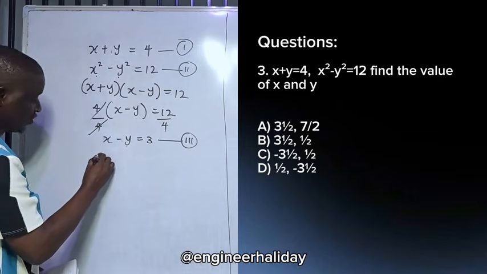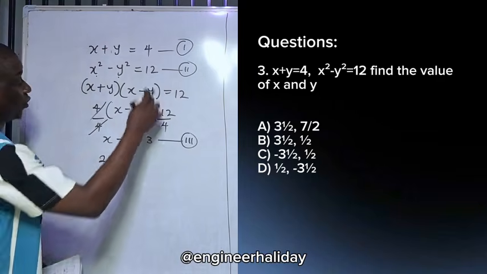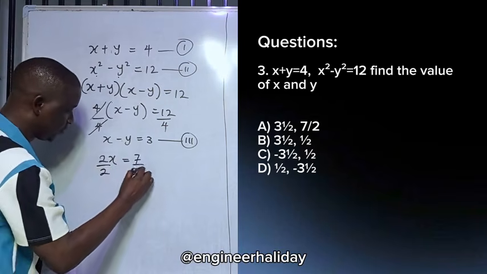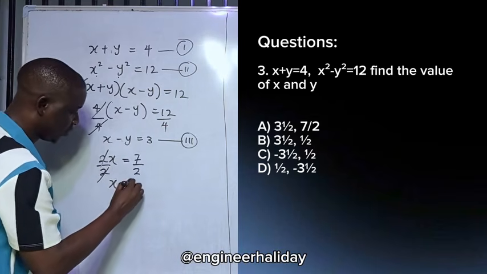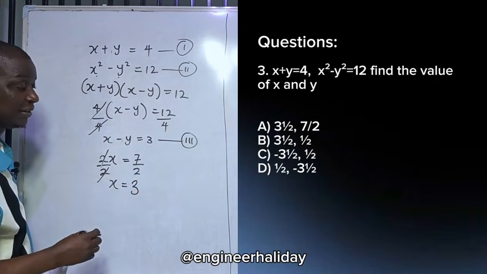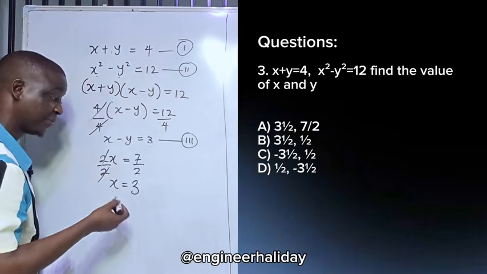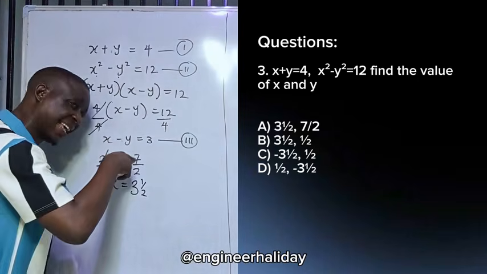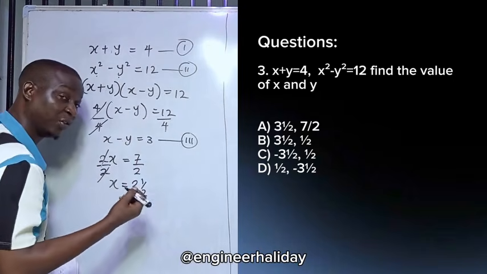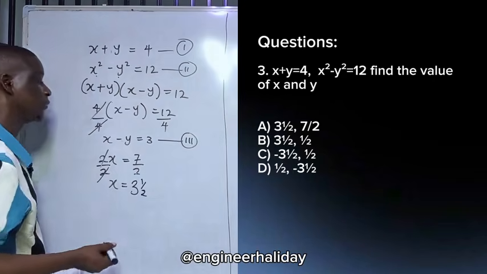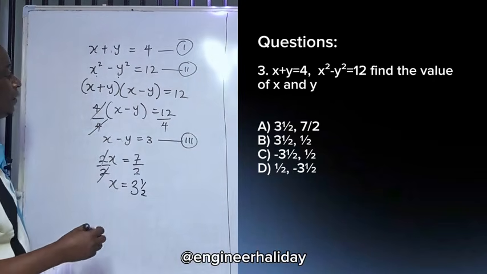So x plus x is 3x. 4 plus 3 is what? 7. So we divide by 2. So x equal to what? 3. How many 2 can go in 7? 3 times. Remainder what? 1 over 2. Because 2 that can go in 7 is what? Into 3, which will give us 6. So remainder 1, which is 1 over 2.